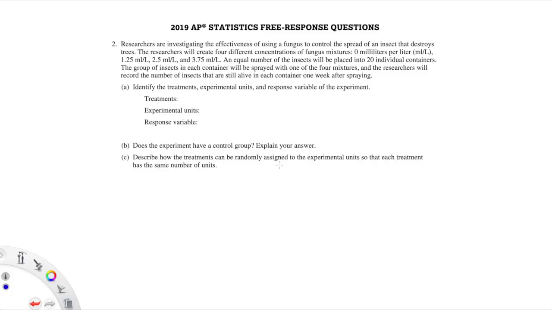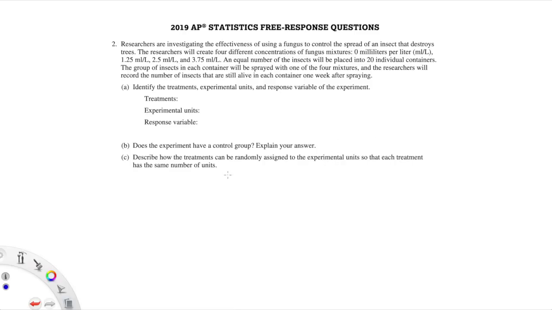So for the second part, it asks, does the experiment have a control group? And the answer is yes, because in this case, 0 milliliters, and you for sure want to say that it's the 0 milliliters per liter spray that is the control, right? And that's because the thing you're measuring, the treatment, is the fungal spray. So if it doesn't have any fungus, that could count as a control.